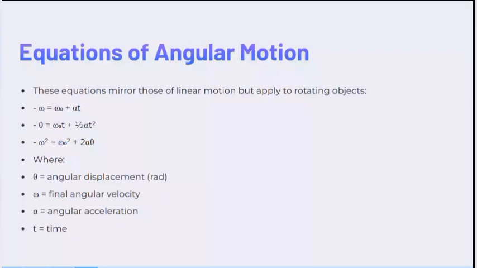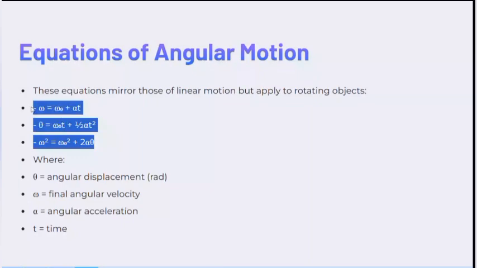As I have here, these equations mirror those of linear motion but apply to rotating objects. If you already know the linear motion formulas, these will be a replica of them. It's important to write these formulas down, because some questions might need them. Let's move on. Angular displacement is measured in radians, W represents the final angular velocity, and alpha represents the angular acceleration.